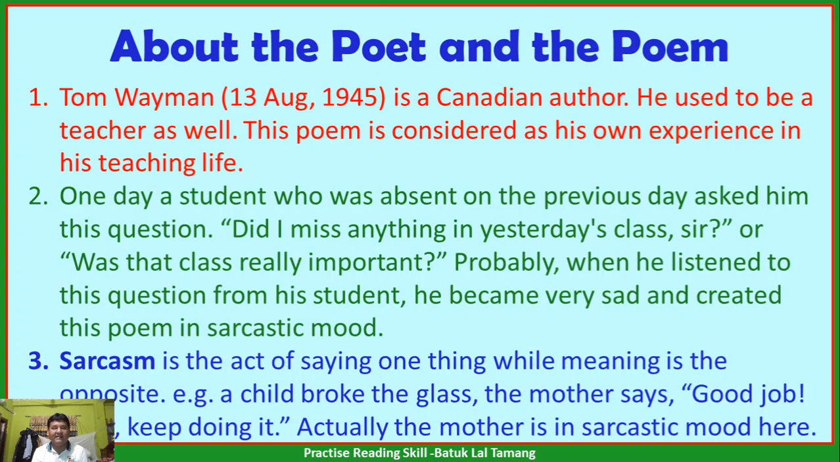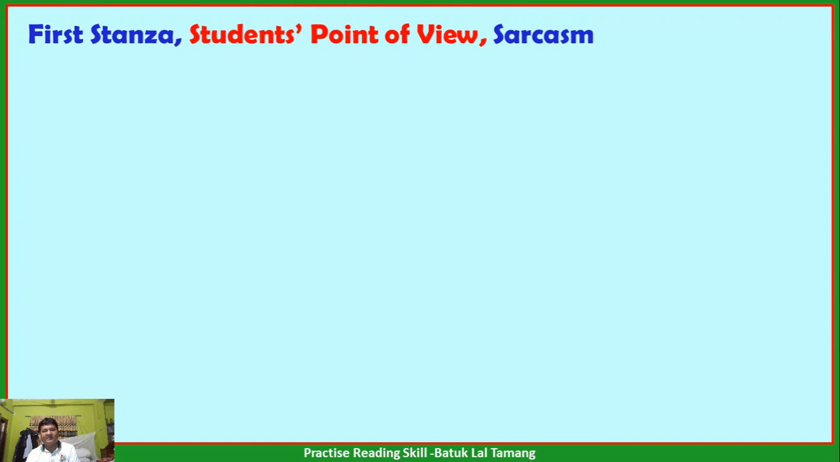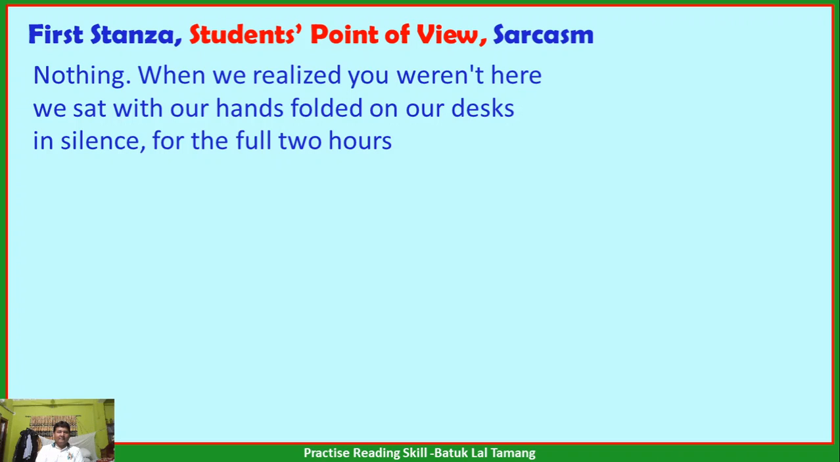In the same way, the student actually missed many things in yesterday's class. However, the teacher becomes sarcastic and says, "Nothing, you missed nothing because we did nothing yesterday, because you were absent yesterday." Such kind of answer the teacher is giving from the student's point of view here in this poem. Let us go to the first stanza of the poem. This is the first stanza of the poem.